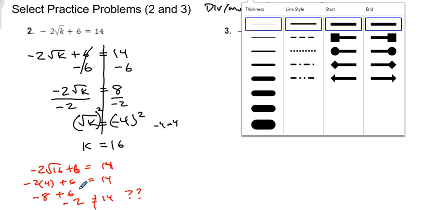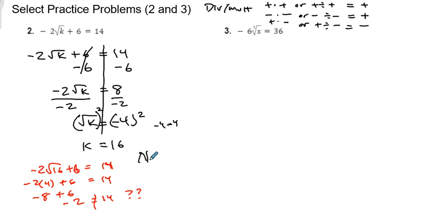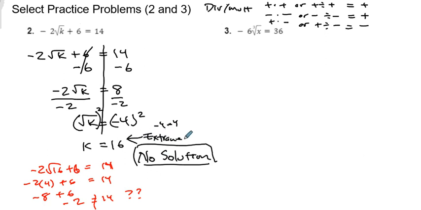It doesn't make sense. So when that happens, we know that our real answer is no solution, because this was an extraneous solution. So because of that, we have no solution. That's why you check your answers.